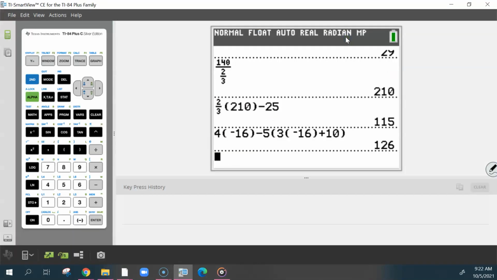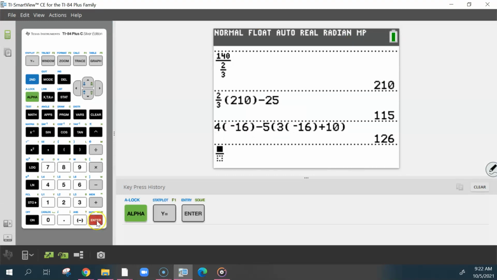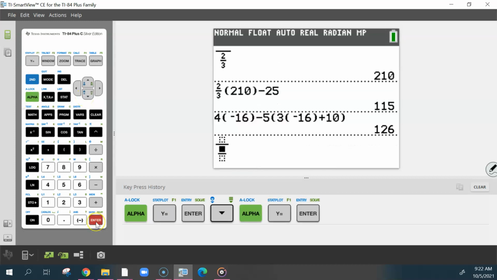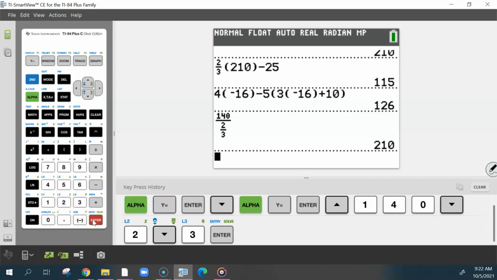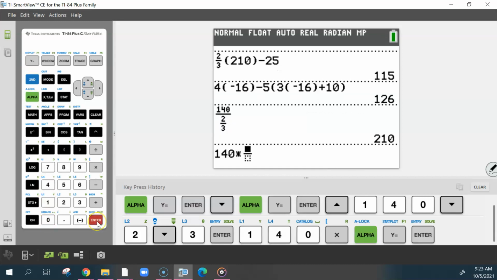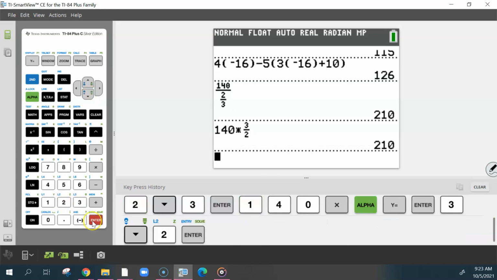We did this yesterday. But I could put this fraction within a fraction by doing alpha y equals, going to my denominator, and doing it again. And then putting this all in. But when I divide this fraction, I end up with a bigger number than I started with. And the only reason for that is because really I'm multiplying by the reciprocal. That's what the calculator is really doing.